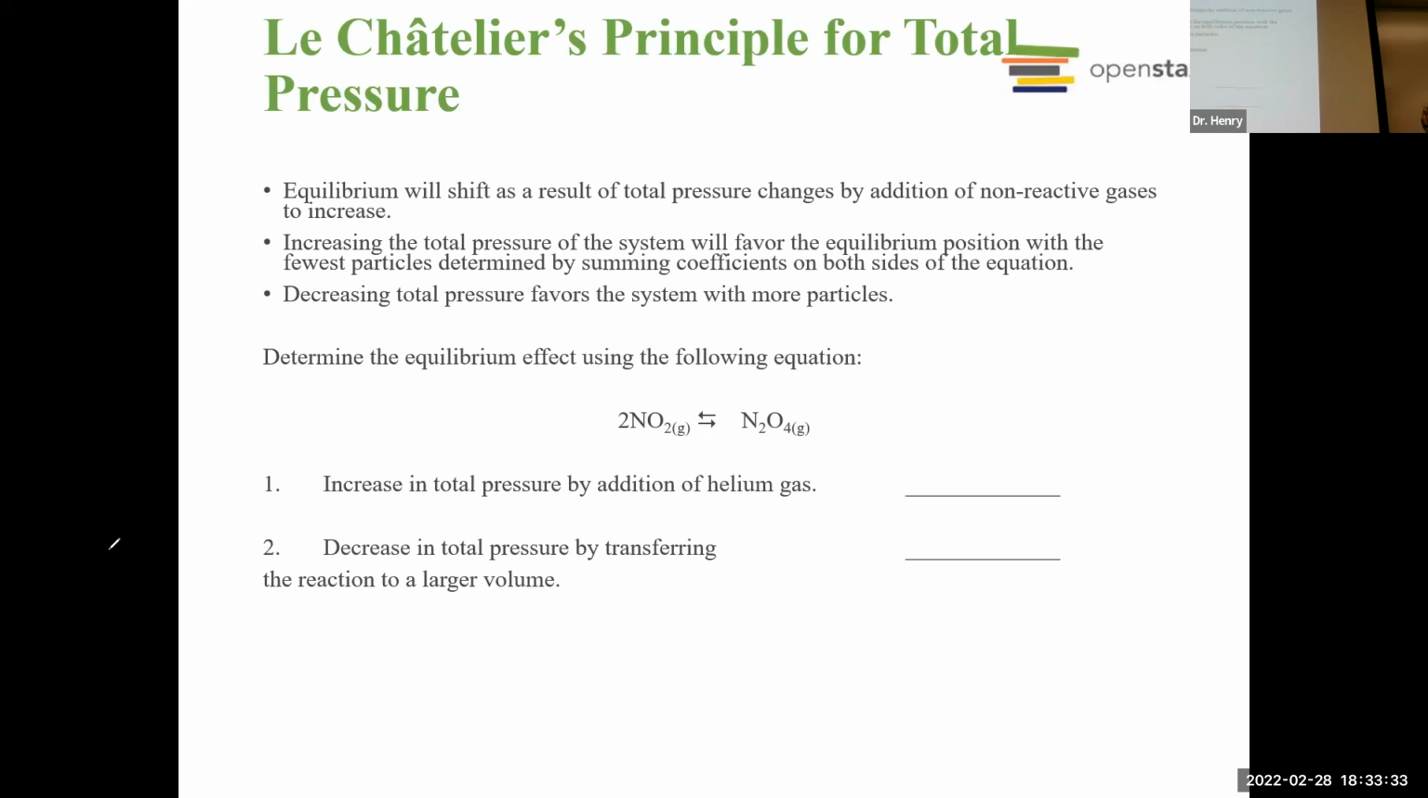So if we take a look at our equation here, how many do we have over here? What is the ratio? It's 2 to 1, right? So we have a 2 to 1 ratio. So if I'm increasing my pressure, I want to go to the point where I'm taking up less room, right? So if I increase the total pressure by adding helium, then which way am I going to be shifting my reaction?